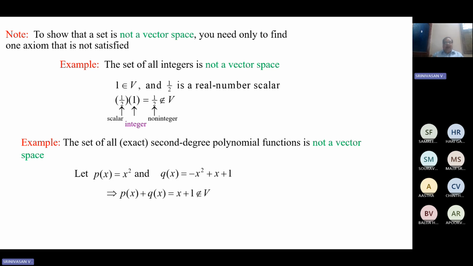And you add vector addition here. x square plus minus x square plus x plus 1. x square minus x square get cancelled, leaving behind x plus 1. x plus 1 is not a polynomial function of second degree. It's only of degree 1. It's linear, isn't it? So it doesn't belong to V, because V is the set of all second degree polynomial functions. Therefore, it is not a vector space. So these are also counter examples.